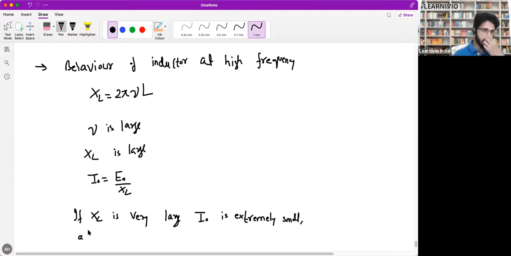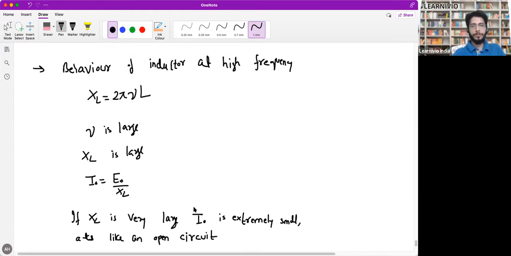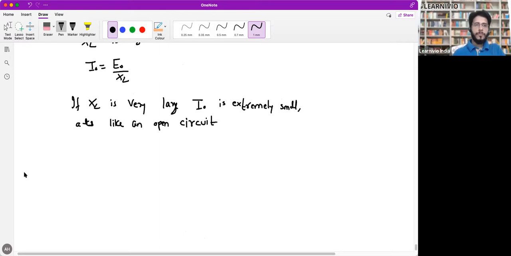It acts like an open circuit. This will work like an open circuit. So at a very high frequency, this will behave like an open circuit. Open circuit means your switch is off, because if current is very small, you can consider it like you have switched off your system. Your circuit is off.